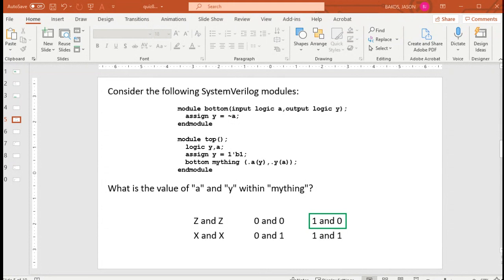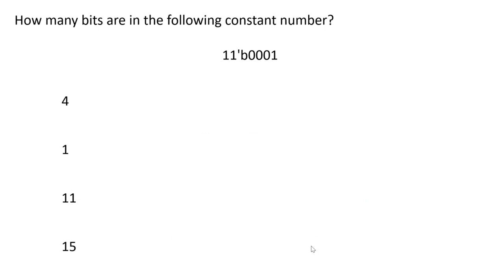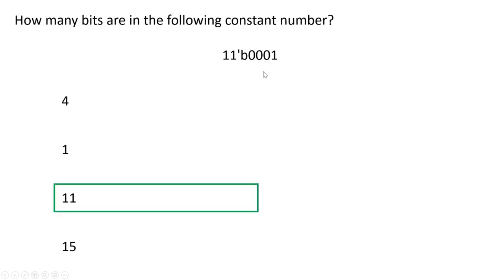Okay. Next question is, how many bits are in the following constant number? This one's easy. It's 11. It's just 11, apostrophe is the number of bits, and then B stands for the base, and then 1 is the value. I didn't need to put that 0, 0, 0 there. The leading zeros aren't necessary. It's not going to hurt anything. I don't know why I put them in, I think just to make it a little confusing. But you could just put 11 apostrophe B1. It would be the same thing.